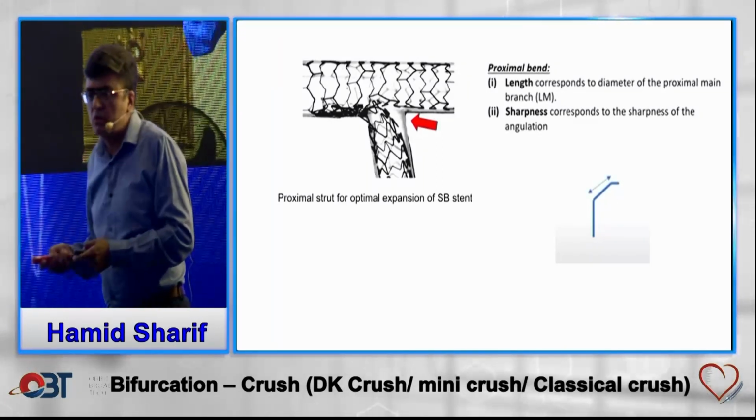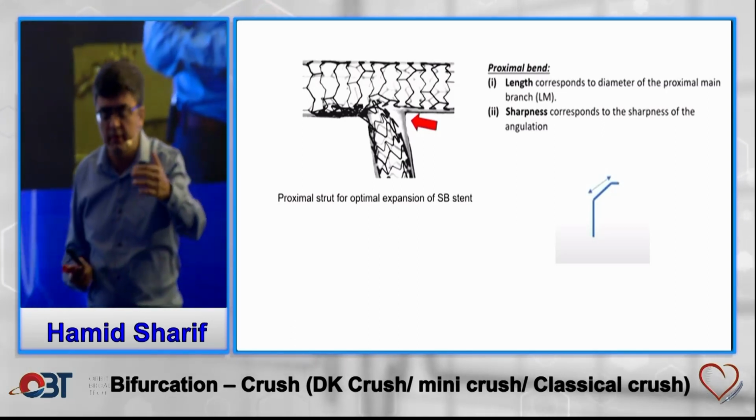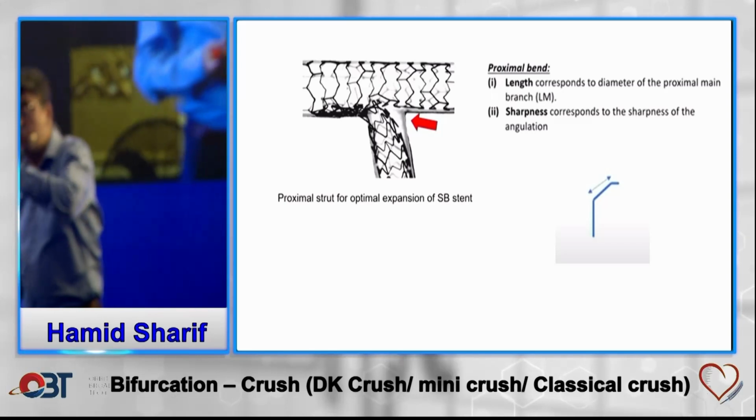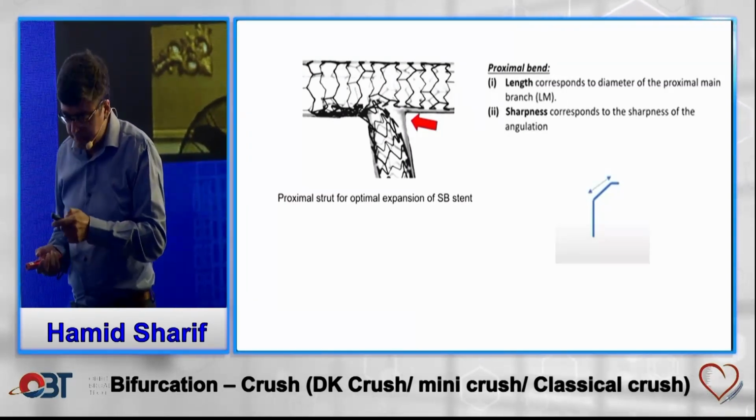So this is very important. The first step was the sequential crush. Obviously after lesion preparation, sequential crush was the first important step. The second step, very important, is to recross from the non-distal, ideally from the proximal strut.